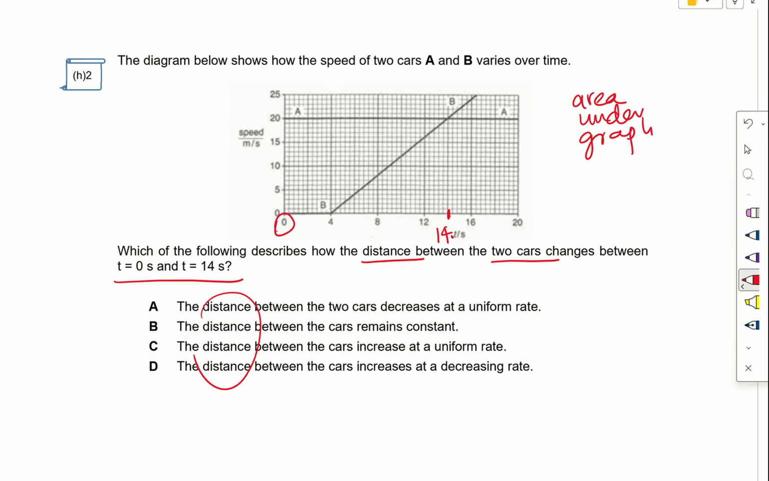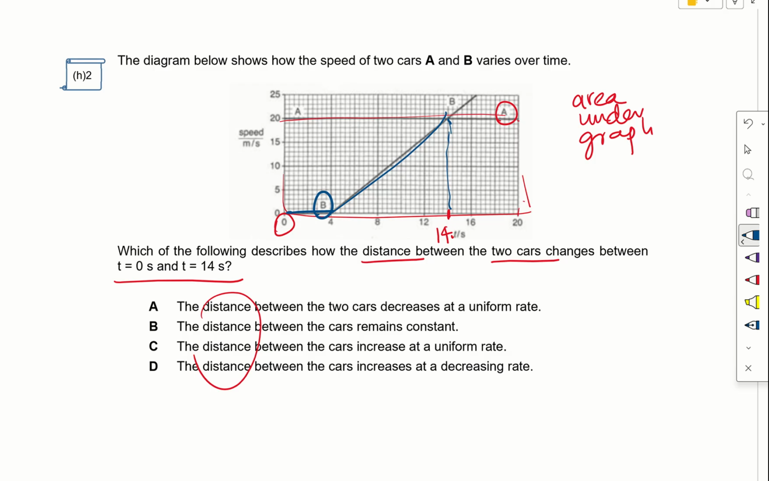You can see that for A, because it's traveling with constant speed, the area will always take the shape of a rectangle. But for B, it's slightly more complicated. From 0 to 4 it is not moving, because the speed is 0 and the area underneath is 0. All the way until 14, it takes the shape of a triangle. Okay, so that is for B. So how do we solve this?